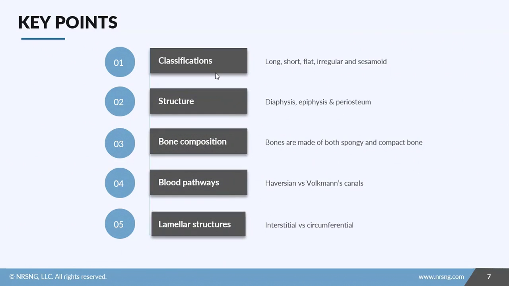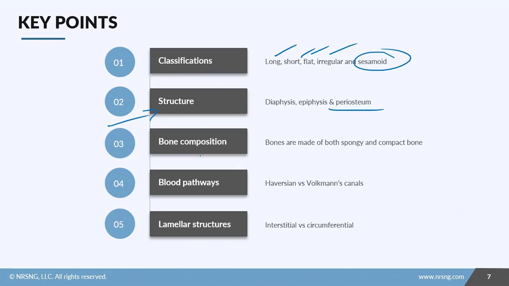Okay, so let's recap. When we're talking about bones, we look at the different types of classifications. You've got long bone, short bone, flat bone, irregular, and sesamoid bones. Remember that when you're talking about A&P, you always want to think about structures. So when you're looking at the structure of the bone, remember you have the diaphysis, which is the middle, and then you have the epiphysis or the epiphyses, which are on the outside, and then you have the periosteum, and that's the covering that goes on the outside, minus articular cartilage.